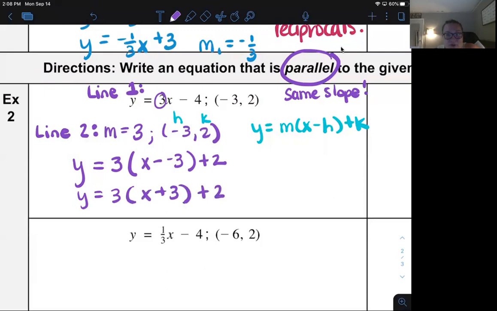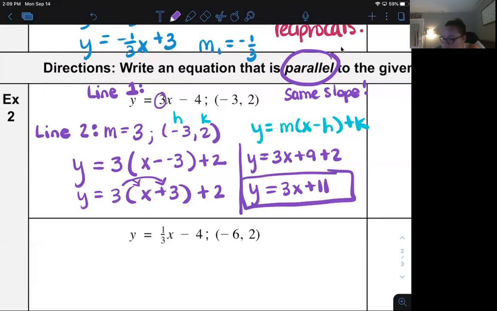And then just for fun, we're going to go ahead and put this equation into slope-intercept form. To do that, just distribute the 3. So y is equal to 3x plus 9 plus 2. So y is equal to 3x plus 11.